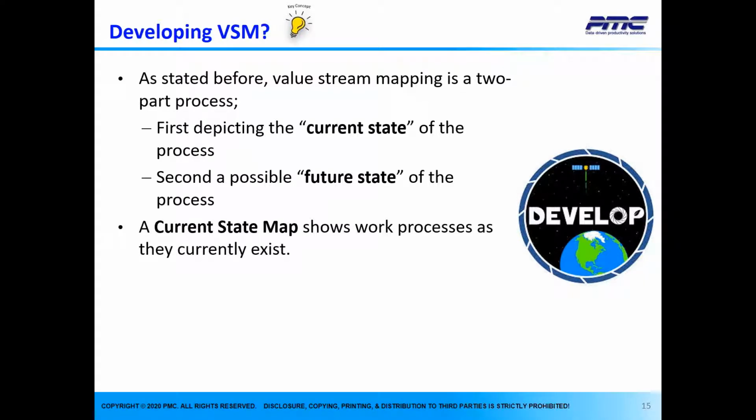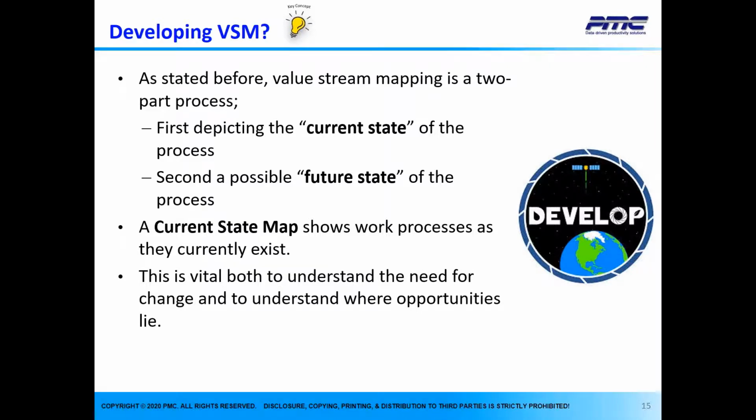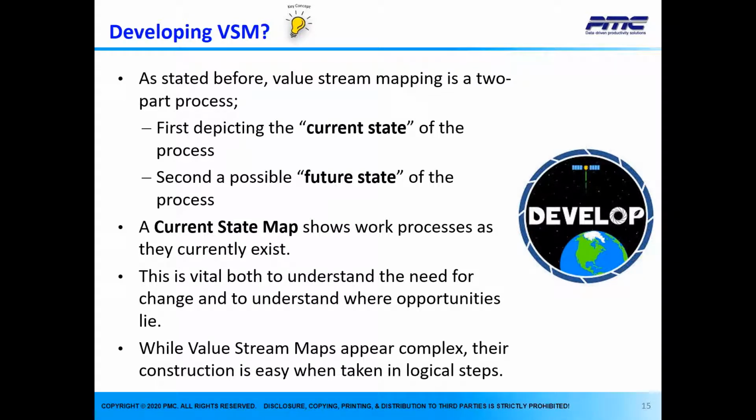A current state map shows work processes as they currently exist. This is vital, both to understand the need for change and to understand where the opportunities are. And finally, while value stream maps appear complex, their construction is easy when taken in logical steps.